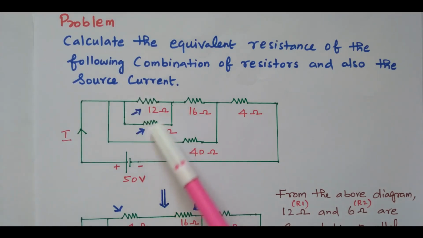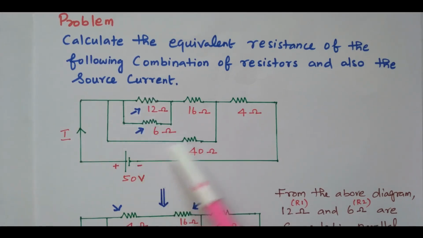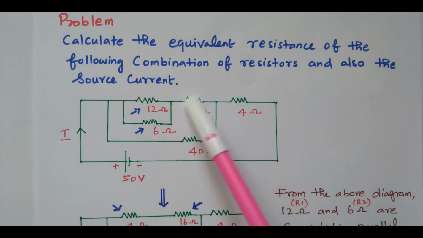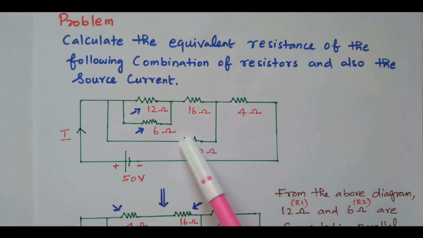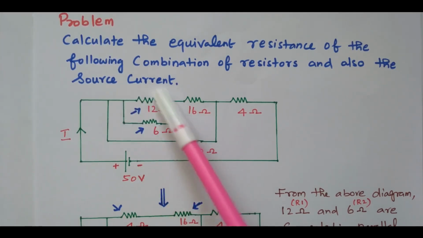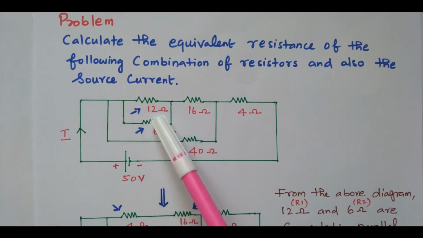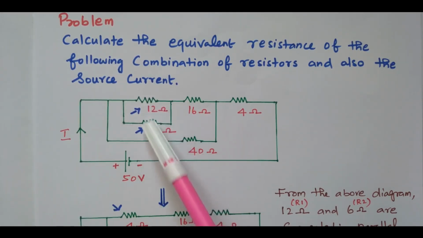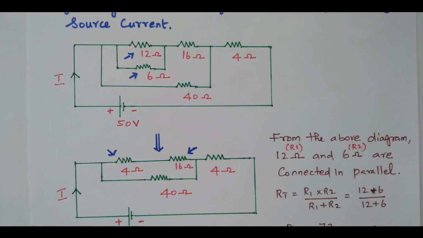By seeing the diagram, it is very clear that 12 ohm and 6 ohm are connected in parallel. There is no overlap here. We cannot take this one because this is connected to another 40 ohm, here 6 ohm is there. Here there is no overlap. This 12 ohm and 6 ohm are connected in parallel. Now we'll find the equivalent resistance for this 12 ohm and 6 ohm. That diagram is available here.